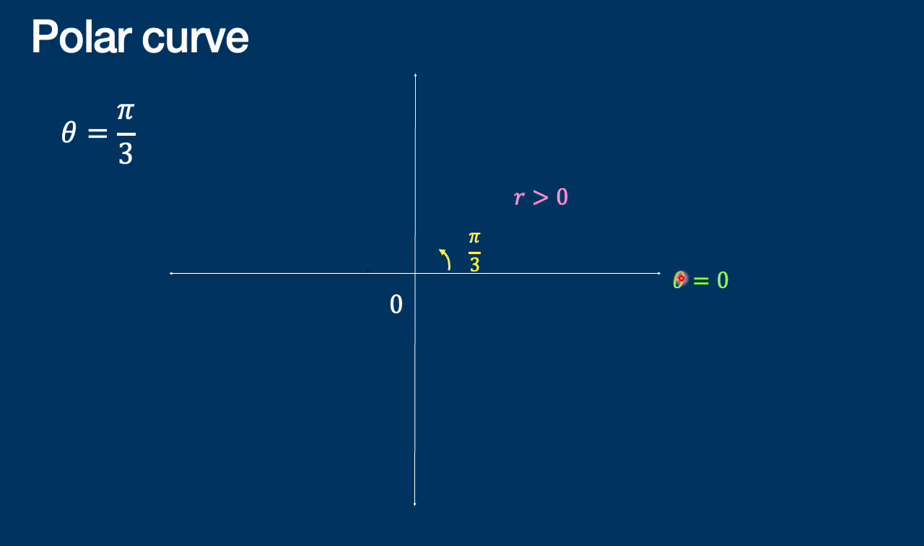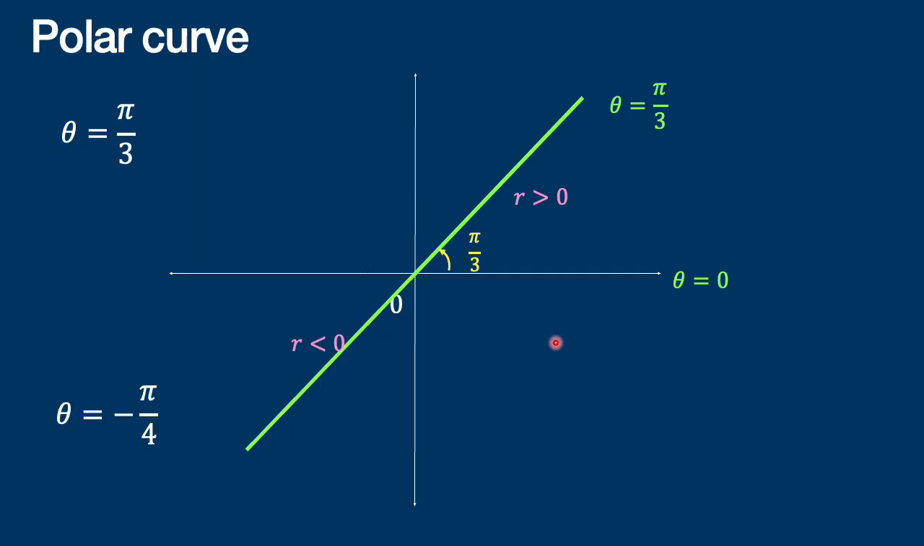You draw the line. When r is positive, it means the distance from the origin goes in the positive direction here, any r value. So you draw the line. When r is negative, you rotate this line to the third quadrant. So theta is pi over 3 is a straight line going through the origin. That's theta is pi over 3 in the polar curve.